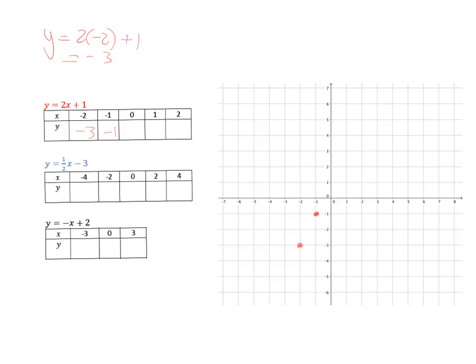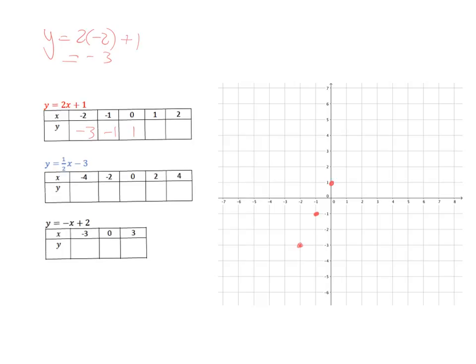So there's our point. All right, when your x value is 0, your y value is going to be 2 times 0, which is just 0, plus 1, which is 1. And we can plot that. When our x is 0, our y value is 1.